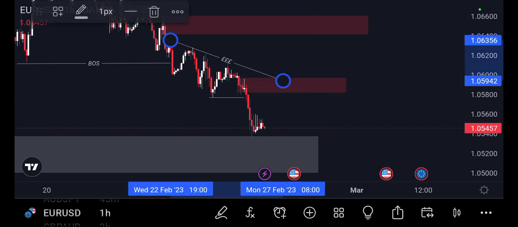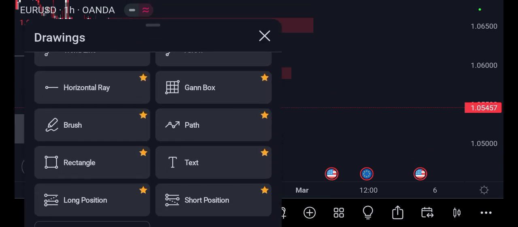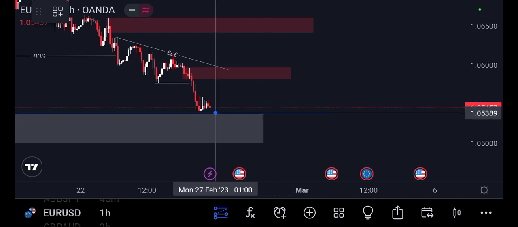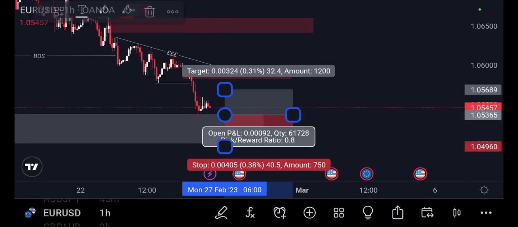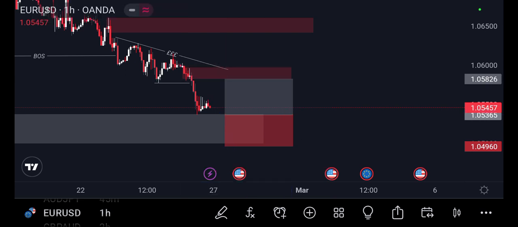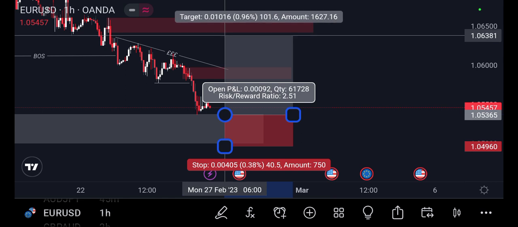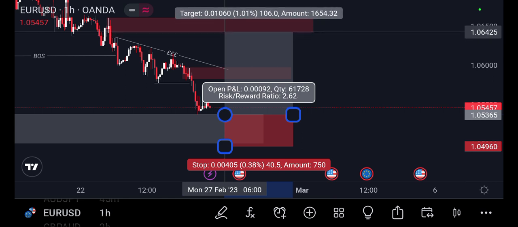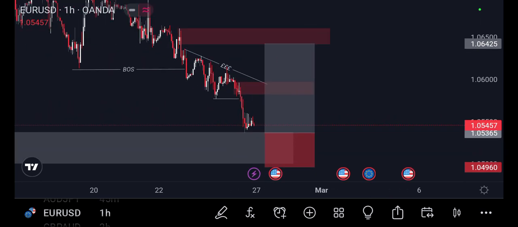So my point is this: if you want to enter from this 4-hour demand zone, let's say you took a risk entry from here. This can be your TP1. TP1 is here, 46 pips. TP2, over 100 pips, 106 pips. And that's just it. This is top-down analysis.